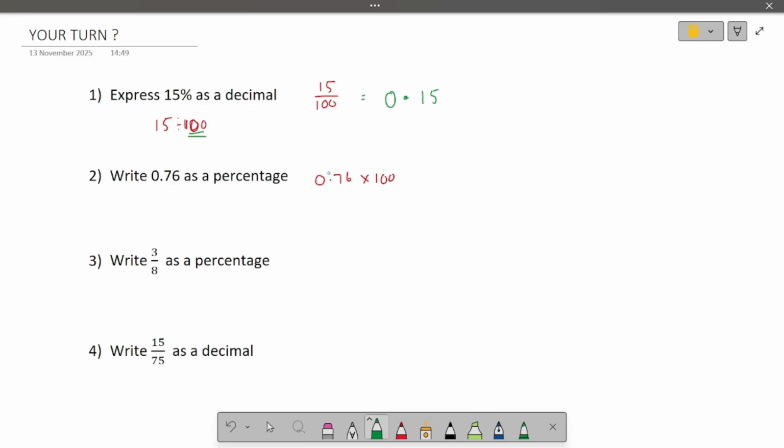We're going to move the decimal in the opposite direction once, twice. So it's after the 6. After the 6. So we will have the 7 and the 6 and then the decimal. Now 76.0 is exactly the same as 76. So we tend to write just 76 and of course include the percentage sign as well.